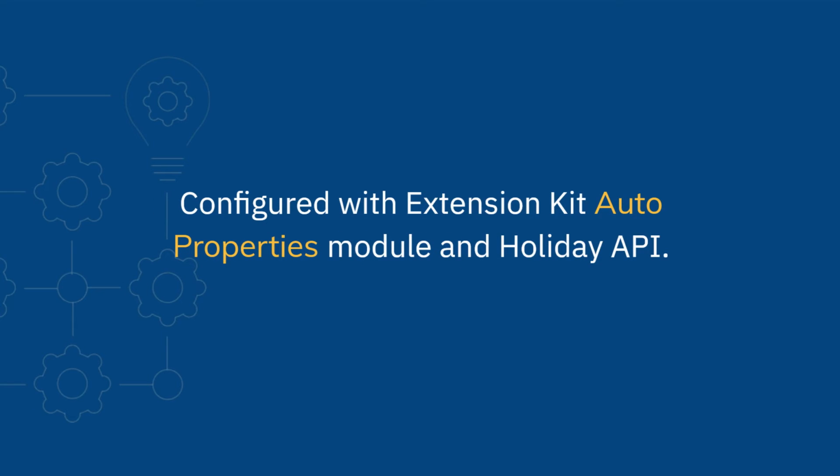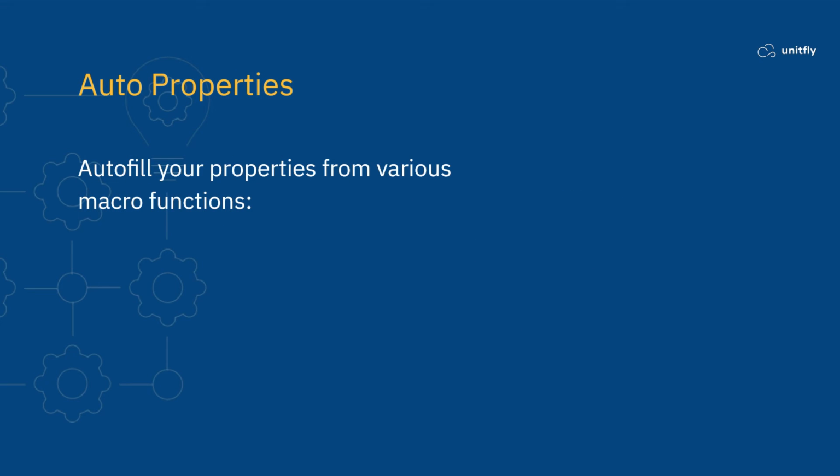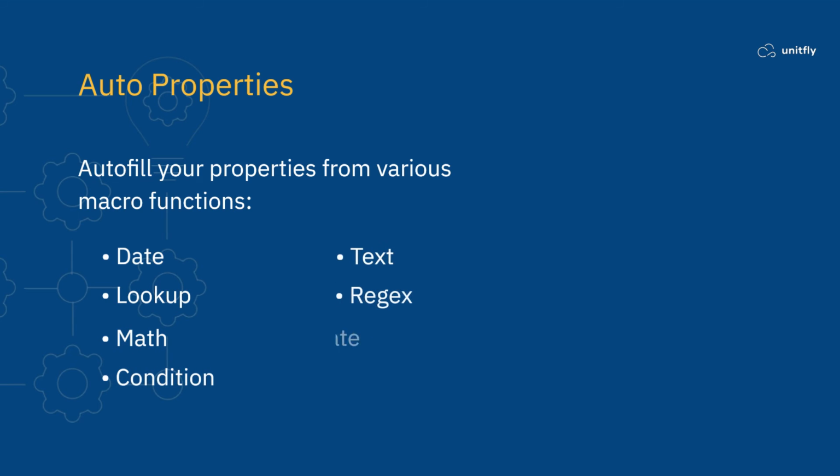This use case is configured with Extension Kit Auto Properties module and API for holiday information that supports more than 200 countries. With Auto Properties you can autofill properties from various macro functions such as date, lookup, math, condition, text, regex and translate.